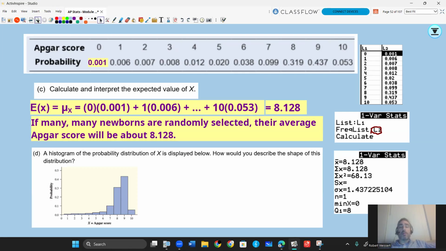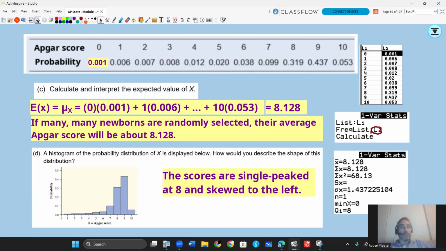Part D is just talking about how would you describe the shape of the histogram. So if you look at that histogram, it's definitely going to be skewed toward the left. It's single peaked, and 8 is the peak. So I'm going to actually wrote 8 on there. It's actually at 9. So I'm going to change that to 9 real quick.